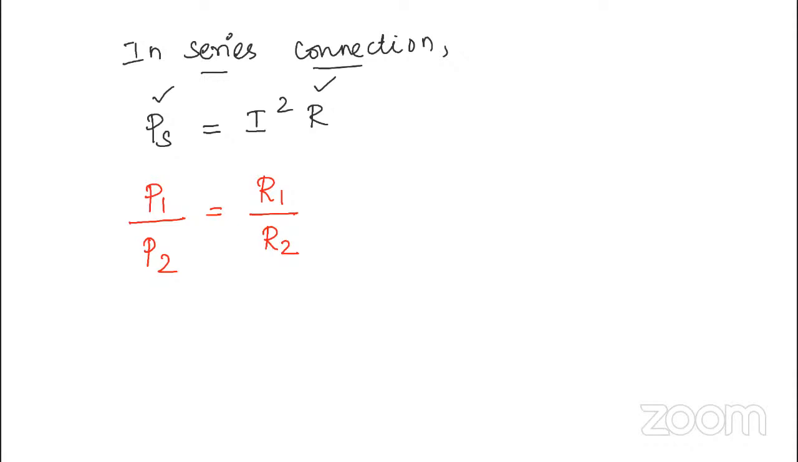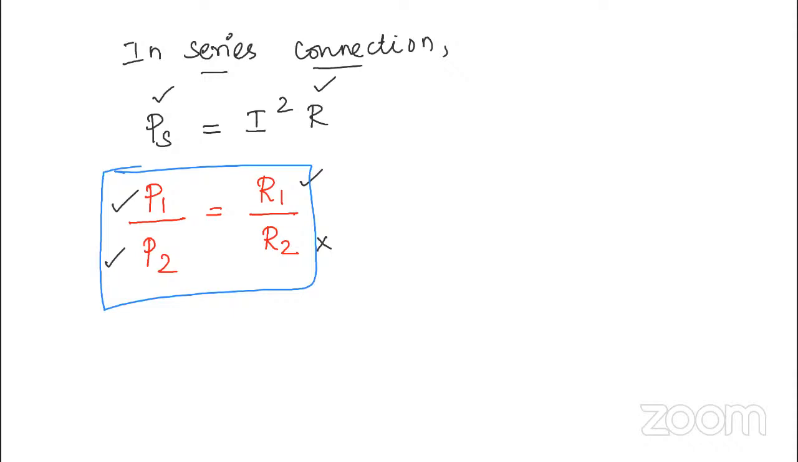This is the formula. So the problem will give P1, P2, and R1, and ask what is the value of R2. If any three values are given and we are to find the other value, we can directly use the formula. So at that time we use this formula.